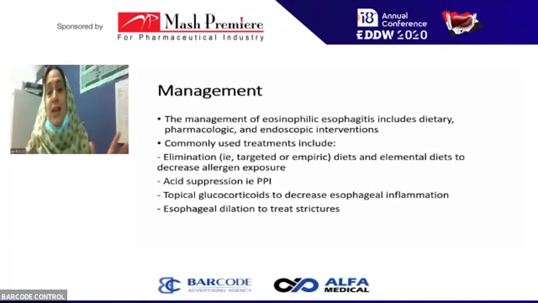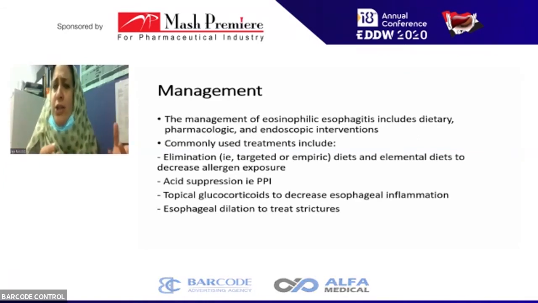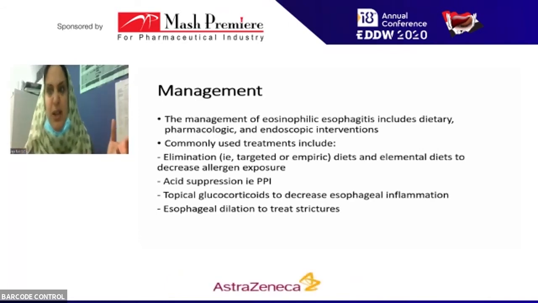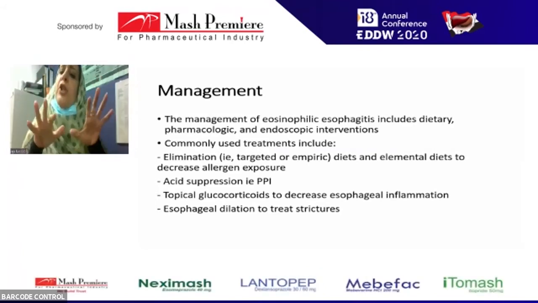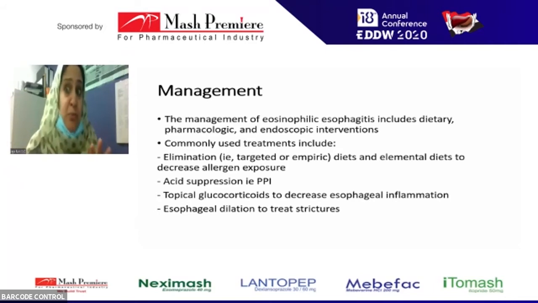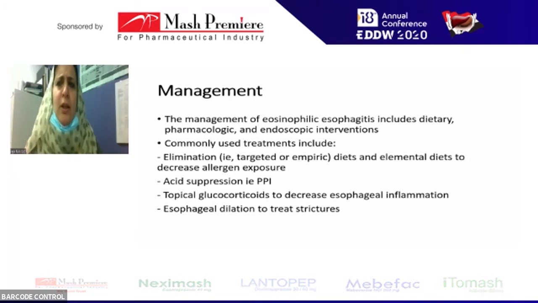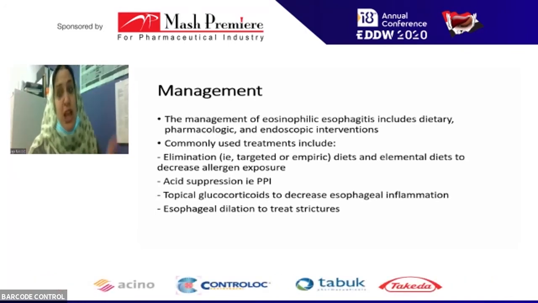Management is, as we said, PPI, okay? Give it 8 weeks. If you want to start with the 40 milligrams once a day for 4 weeks and then escalate to 40 twice a day for another 4 weeks, that's fine. If you want to start high dose for 8 weeks from the start, that's fine. And assess, okay? Always assess not only with the symptoms, but with endoscopy as well, okay? The symptoms can be misleading because of how the patients can adapt as well. Always do an endoscopy and see the response. If it's not responding, go to the topical steroids.